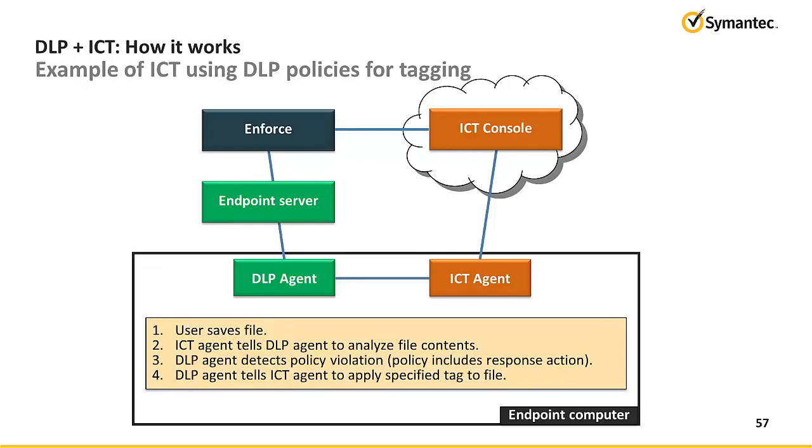The use case of ICT using DLP policies to detect and tag confidential files highlights some of the architectural details. When an end user saves a file, the ICT agent detects the action and tells the DLP agent to analyze file content against your DLP policies. If the DLP agent detects a policy violation, it tells the ICT agent to apply the tag specified in the DLP response rule. Note that for this use case, a Symantec DLP Endpoint Prevent license is required.